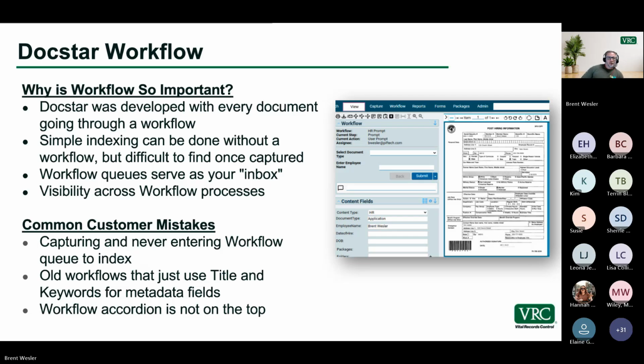So in my experience with a number of ECMs, sometimes you can just capture something and enter the data in the content fields, which you can do here as well. The difficulty is finding those documents later. So that's the concept of a workflow queue. It's basically your inbox. And then the benefit of a workflow is that if you have multiple people working on a document, there's queues and people can work from those queues.